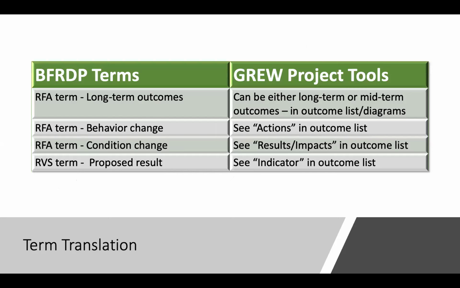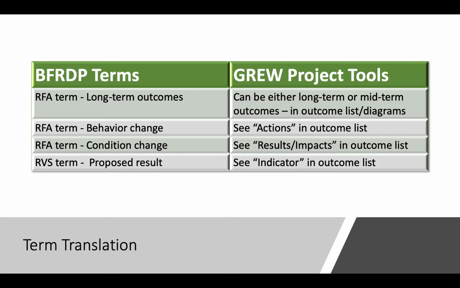Let's see, we are so about out of time that I'm not going to go into this. You'll have this on the slides again. Evaluation terms, people use them differently, and even evaluators use them differently. So what I've done here is list some of the terms you'll see in the BFRDP RFA and also the RVS system, which is where you report. If you get a grant, you'll do your reporting, and I translated them into our tools. So you can always return to that.